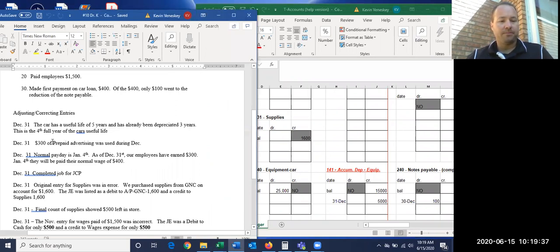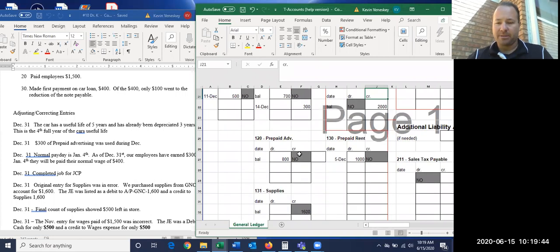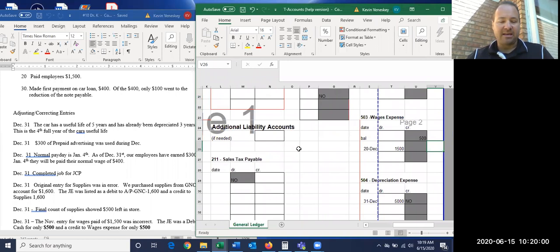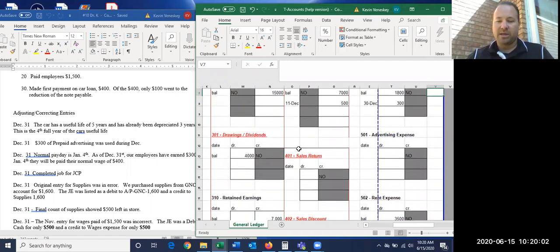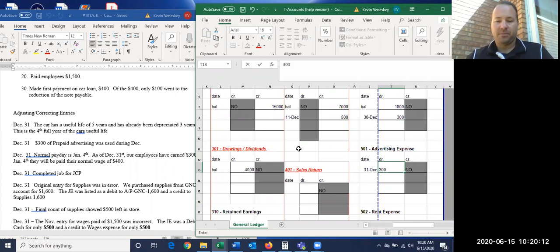December 31. $300 of prepaid advertising was used during December. Okay, we got to go back up to our prepaid area. So we got a prepaid rent, prepaid advertising. All right, we had $800 in prepaid advertising, but we actually got the benefit of some of that now. So when you get the benefit of something, that is an expense. So we come up to our expenses. We have an advertising expense. On 12/31, we got the benefit of $300 worth.